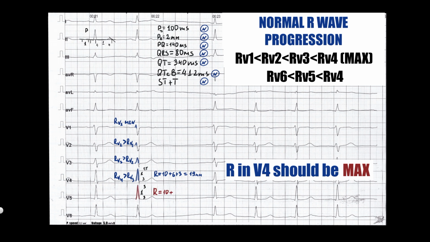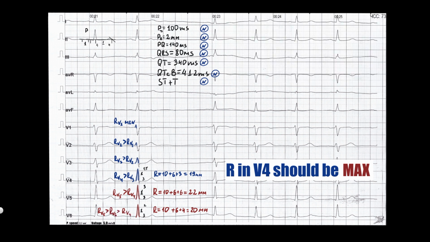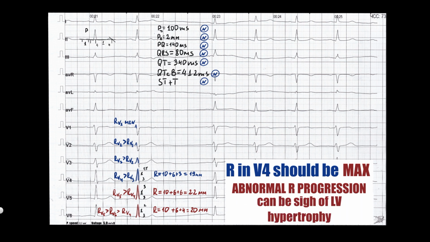Whereas R in V5 is 22 mm, which is abnormal. R in V6 is equal to 20 mm, which is also bigger than in V4. Therefore, we have an example of abnormal R wave progression. That can be a sign of left ventricular hypertrophy.